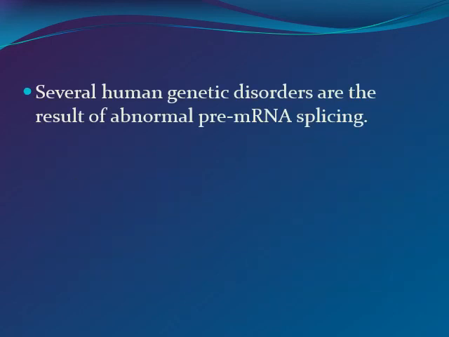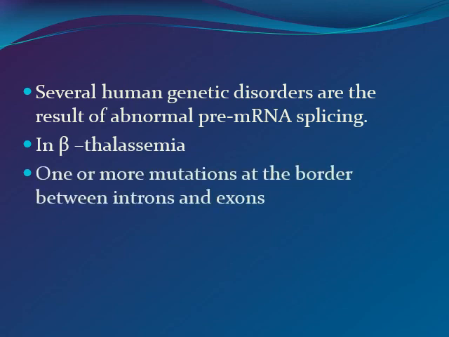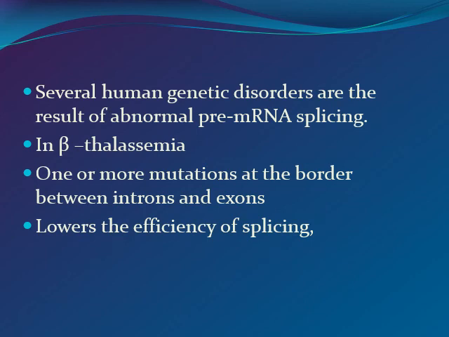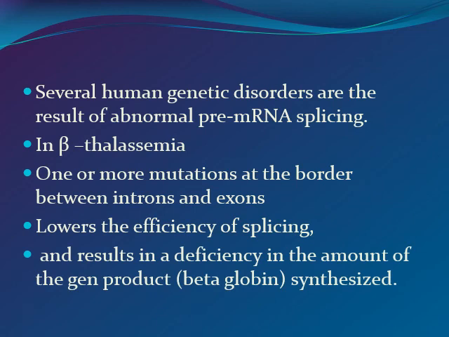Several human genetic disorders are a result of abnormal pre-messenger RNA splicing. In beta thalassemia, one or more mutations at the border between introns and exons lower the efficiency of splicing. As a result, there is a deficiency in the amount of the gene product, beta globin, synthesized, causing the genetic disorder called beta thalassemia.